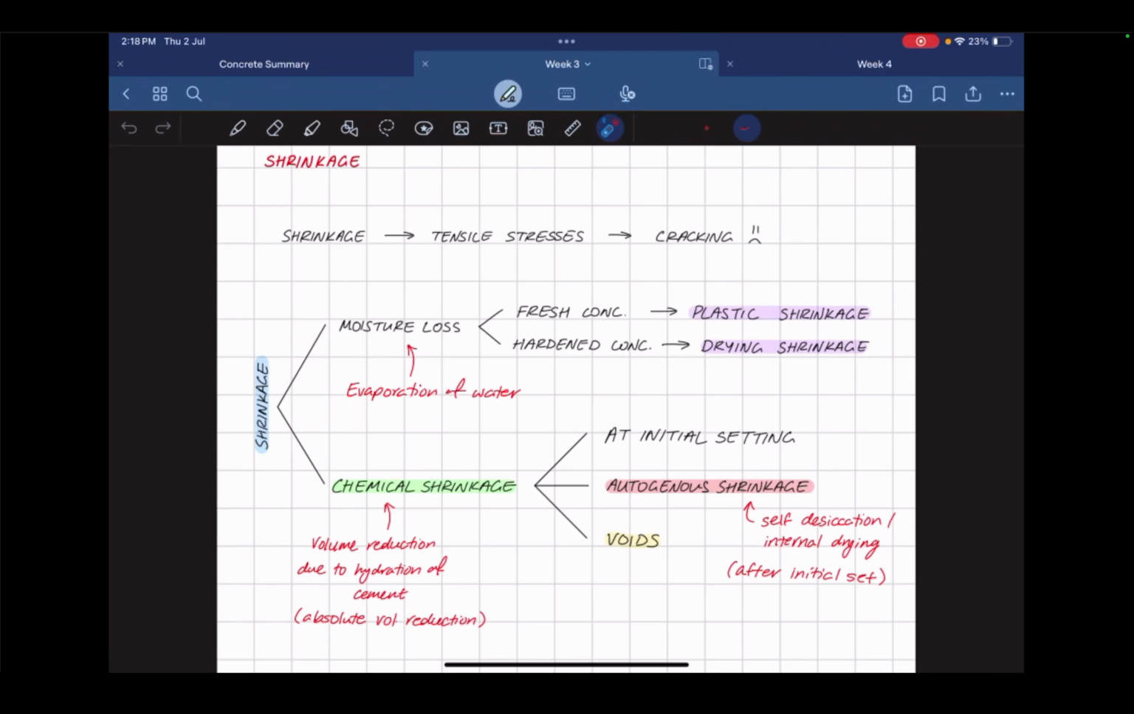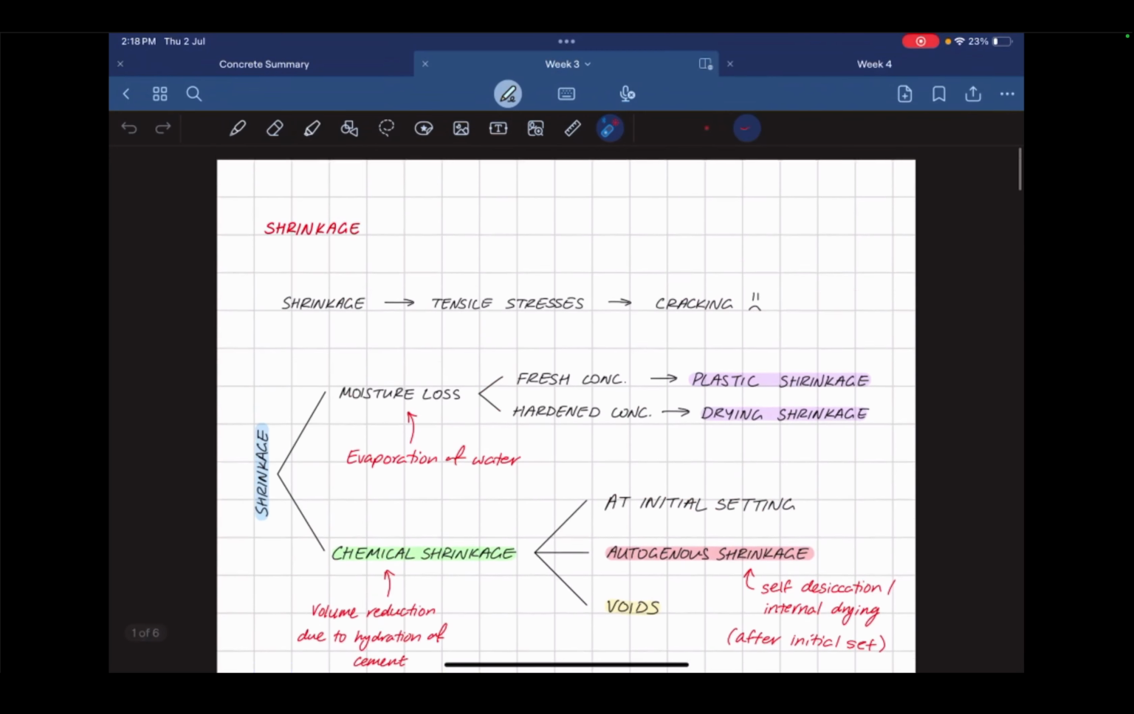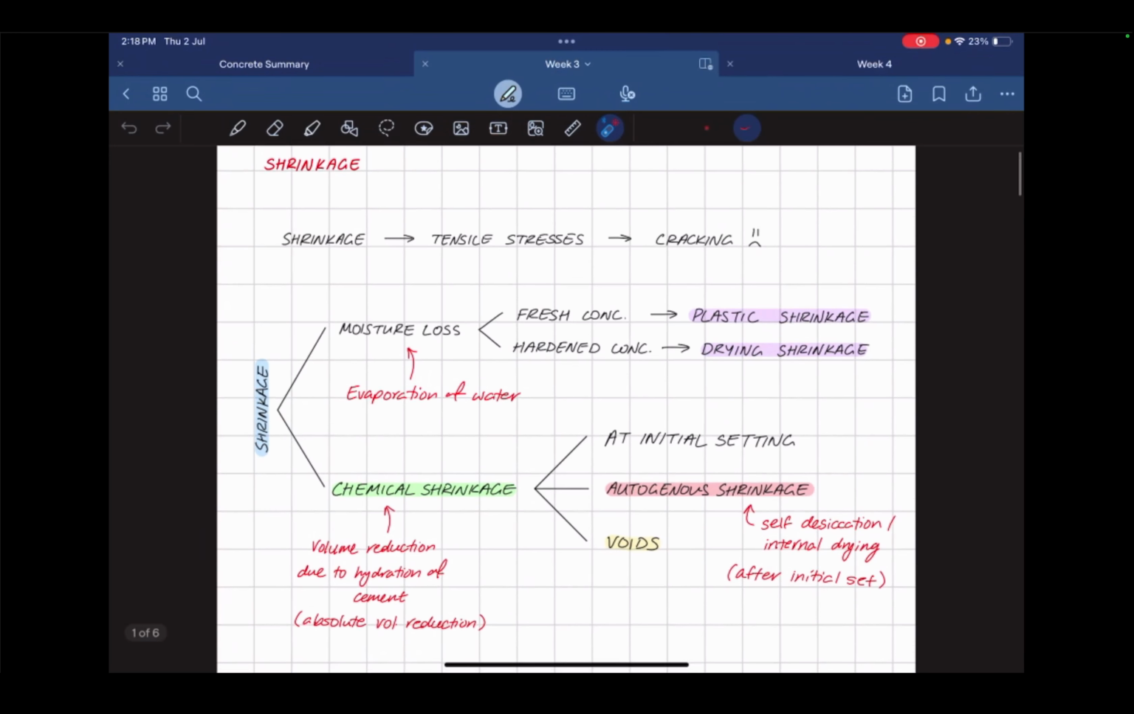In fresh concrete there's something called plastic shrinkage, and hardened concrete is drying shrinkage. After the concrete has set, the pores and the water, as it dries or the water evaporates, it causes shrinkage.